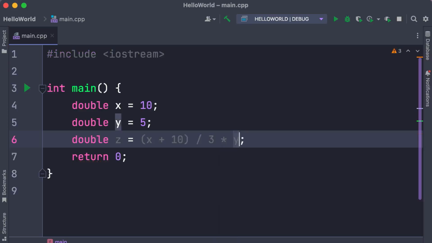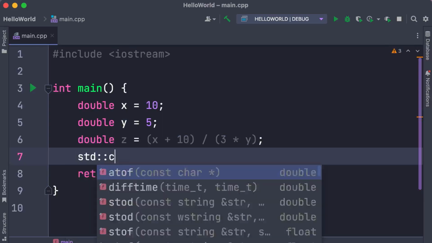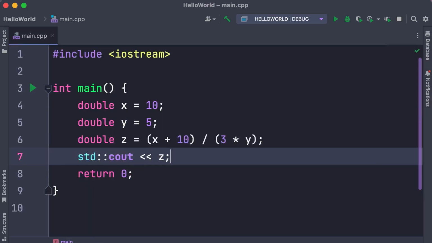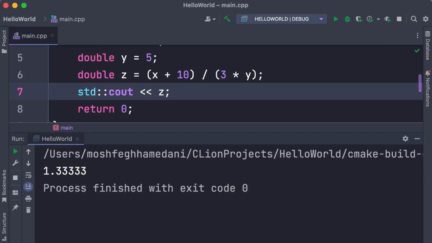But here's the tricky part. We have to wrap this whole expression in parentheses because the result of this expression is going to be our denominator. If we don't use parentheses here, our denominator is going to be 3, and the result is going to be different. So we wrap this whole thing in parentheses, and now let's print z on the terminal. So we should get 1.3.